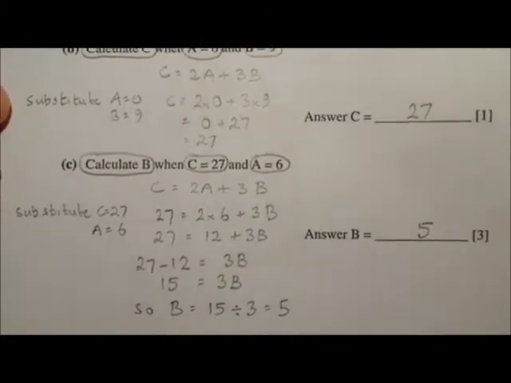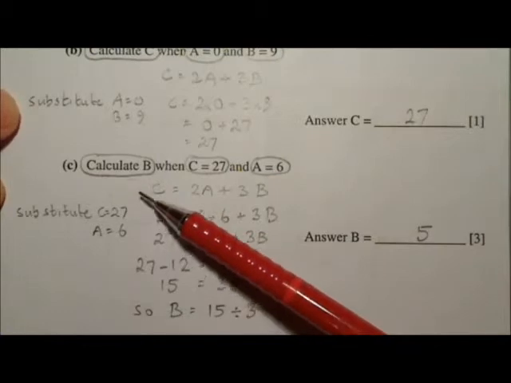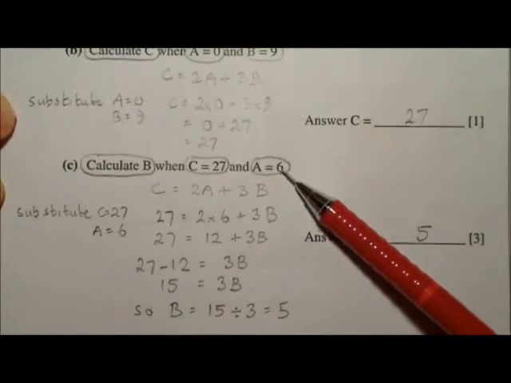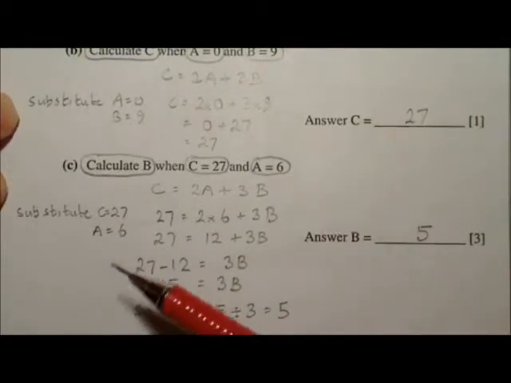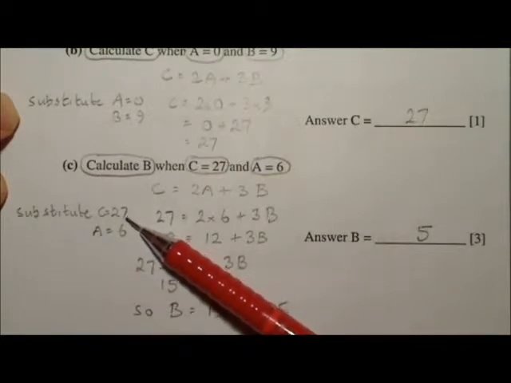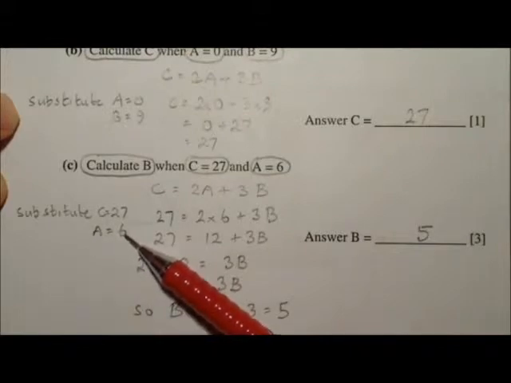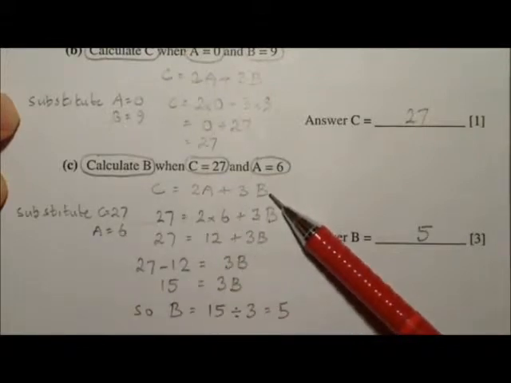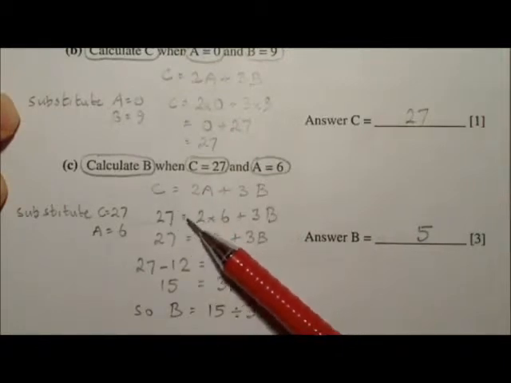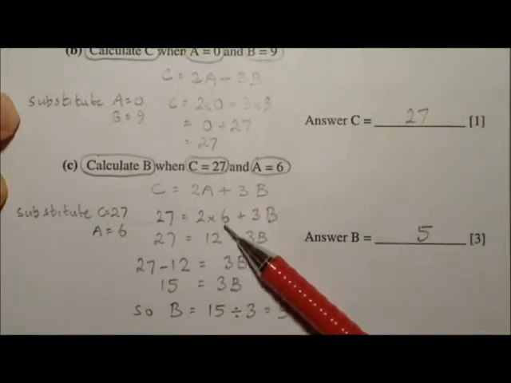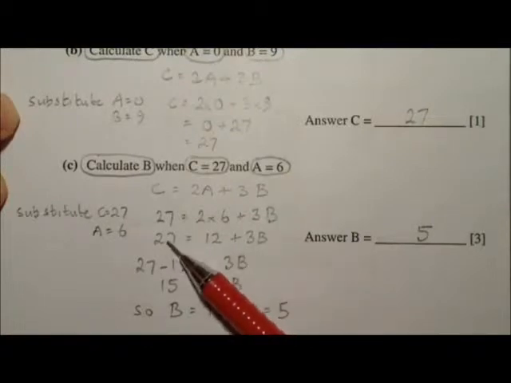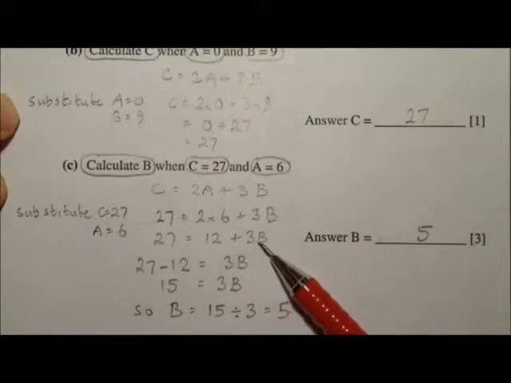And then the third part, part C, then calculate B this time whenever C is 27 and A is 6. And again, this is a substitution question. So wherever we see the letter C, we're going to substitute the number 27. Wherever we see the letter A, we're going to substitute the number 6. So there's our formula written out again. C this time is 27, so we'll write 27 underneath C equals 2 times A, which is 2 times 6, plus 3 times B. We don't know what B is yet. So 27 is equal to 12 plus 3B.